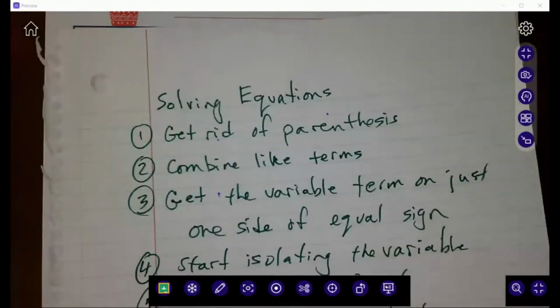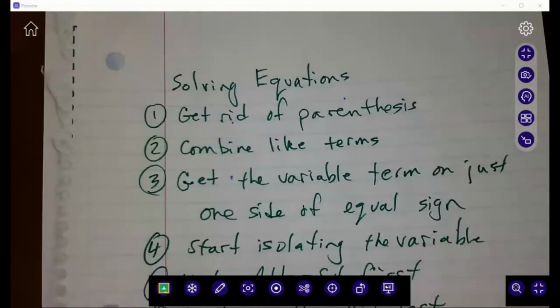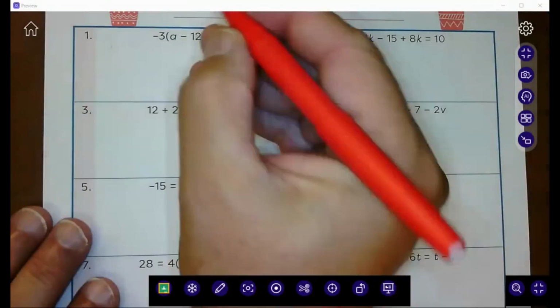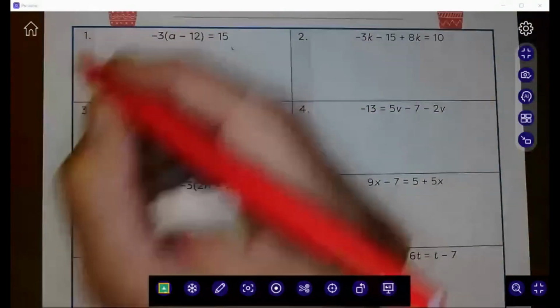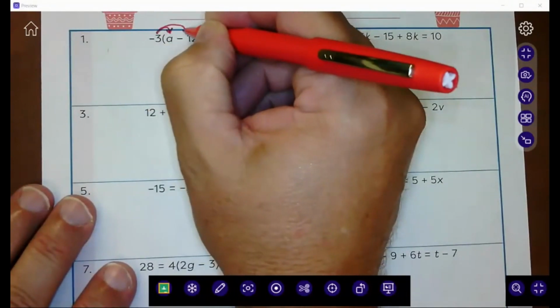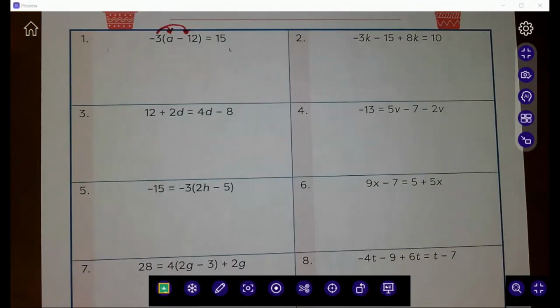Remember what we just put in our notes. The first thing we need to get rid of is parentheses if there are any in the problem. This one has parentheses. So I have to distribute that -3 over the A and over the -12. Distributing means multiply the number on the outside by what's inside.